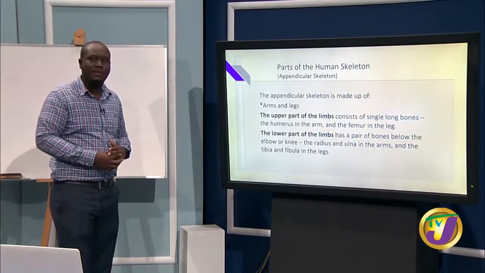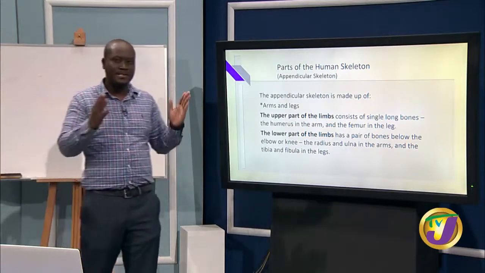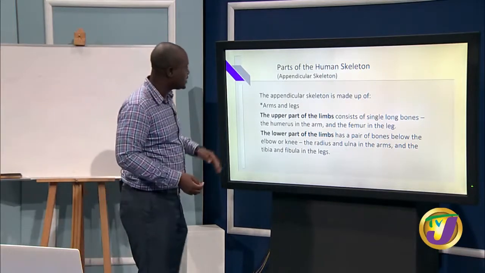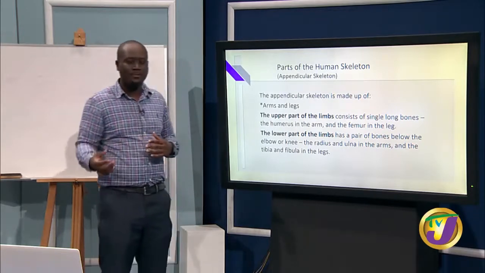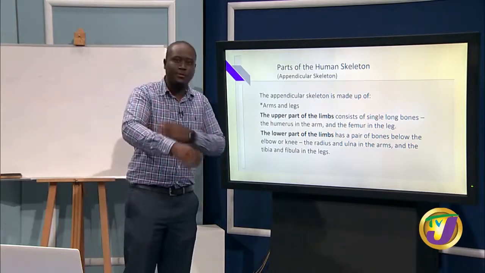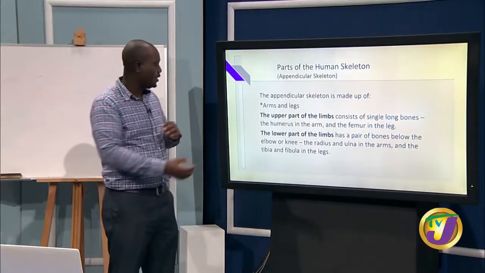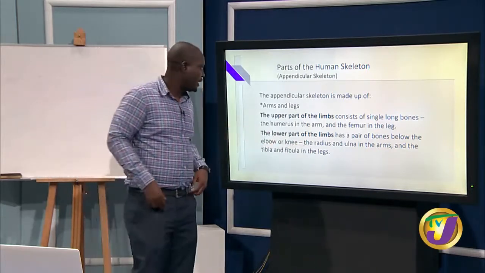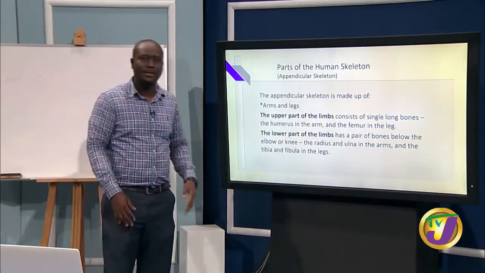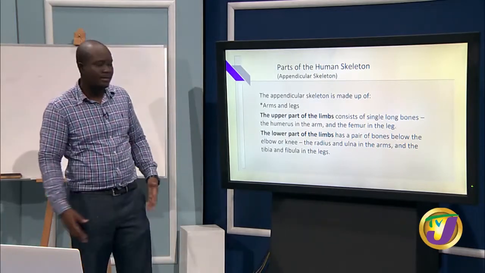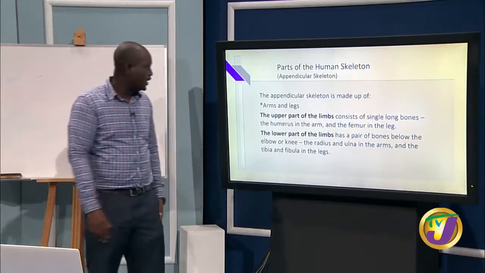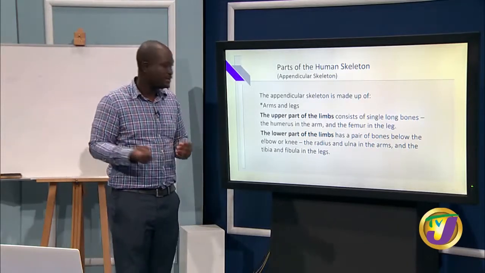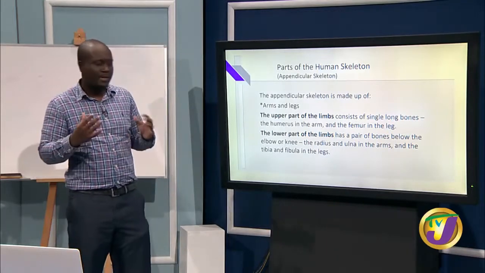Now we're going to look at the appendicular skeleton. So all of that was just the axial skeleton. We're going to look at the appendicular skeleton, which is arms and legs, and you have the upper arms. Upper arms where the humerus is located, lower arms, you have the radius and the ulna. Right? The upper leg, you have your femur. Right? The lower leg, you have the tibia and the fibula. Right? And also the lower arms, you have the carpals and the metacarpals and the phalanges.